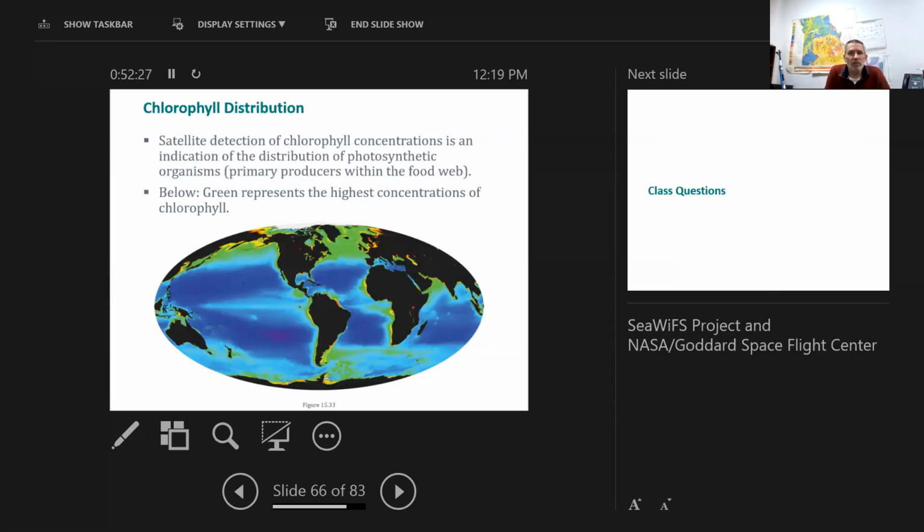So we can use satellites, once again, to look at different ingredients in the ocean. In this case, we're looking at chlorophyll. And I can tell you that looking at this image, the green is representing high concentrations of chlorophyll. So this tells me this is taken in the spring or summer, most likely in the summer, where we have a lot of photosynthesis near the northern hemisphere, right in this region.